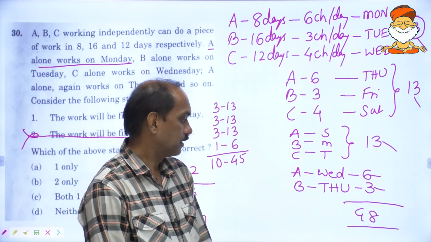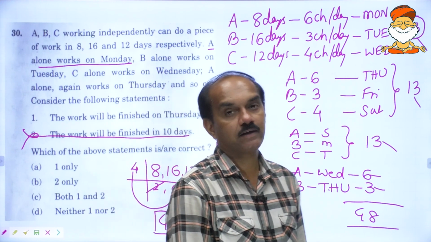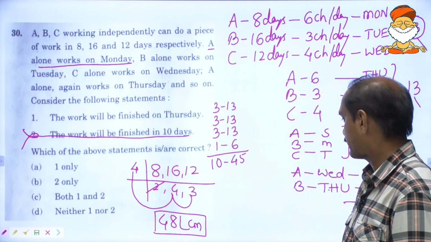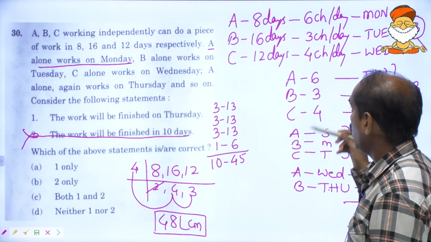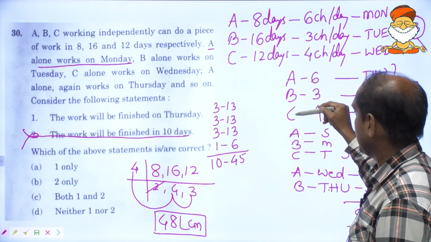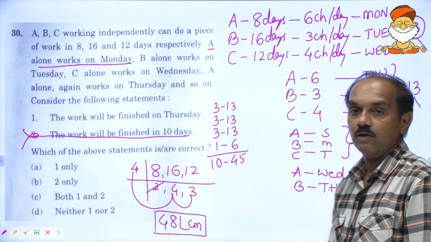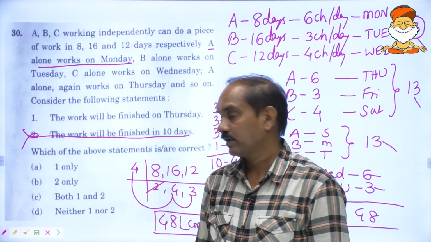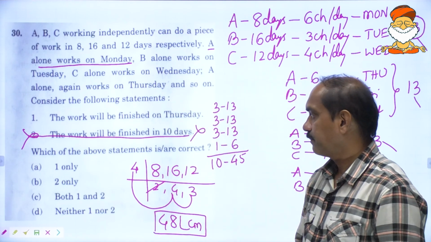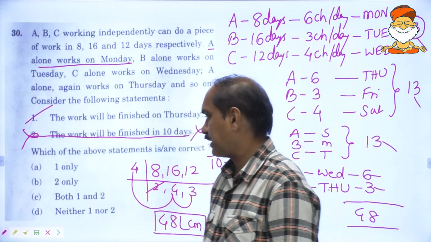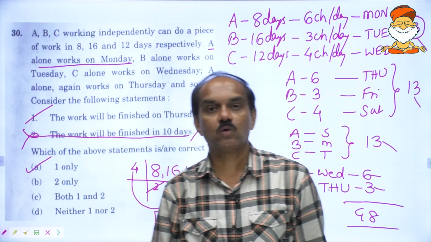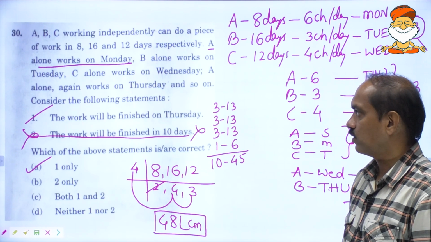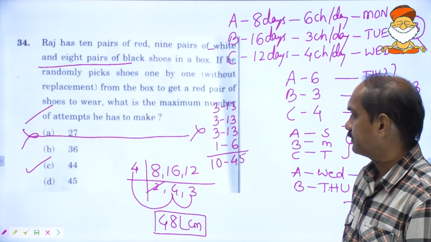When? On Thursday, which is there in the very first statement. The work will be finished on Thursday. That is 100% correct. Okay. So, 3, 6, 9, 10, 11. After 11 days, the work will get finished. Therefore, second is wrong. First is correct. First option says only one is correct. This, according to me, is a simple problem, not too complicated. Moving on to the next one.